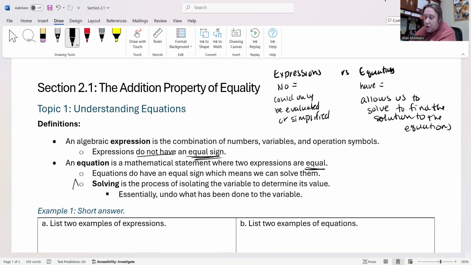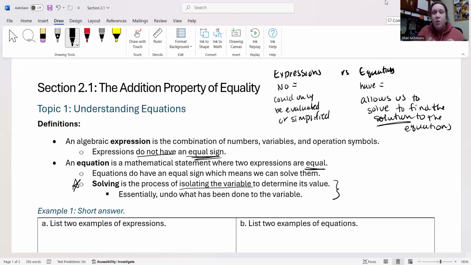Solving, this is really important. So underline this, highlight this, whatever your method of remembering and taking notes for math is. Solving is the process of isolating the variable to determine its value. Essentially, undo what has been done to the variable. This is the heart and soul of what we're going to do in this chapter. We're going to isolate the variable by undoing what has happened to it. And we're going to start really small and we're going to build up to more complicated equations. But for now, just know that you're isolating the variable. Your goal is to undo what has happened to it. And whatever value we get for the variable is the solution to the equation.